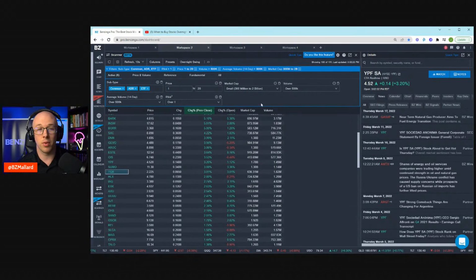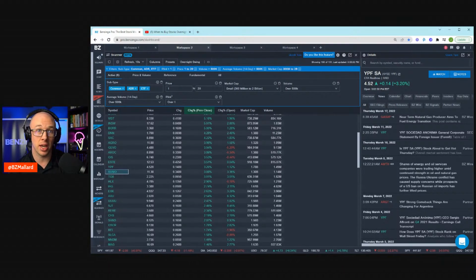What we're really looking for, number one, is a favorable day candle setup. Looking at the charts, we want to see stocks that are set to break out of previous resistance levels. And then we also want to make sure that they are trading with a decent amount of volume. You can see here on my scanner, I have a volume of over 500,000 shares for the day. So relatively liquid.